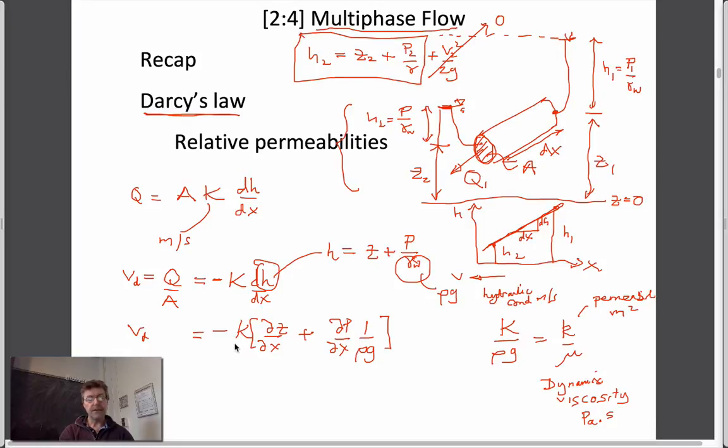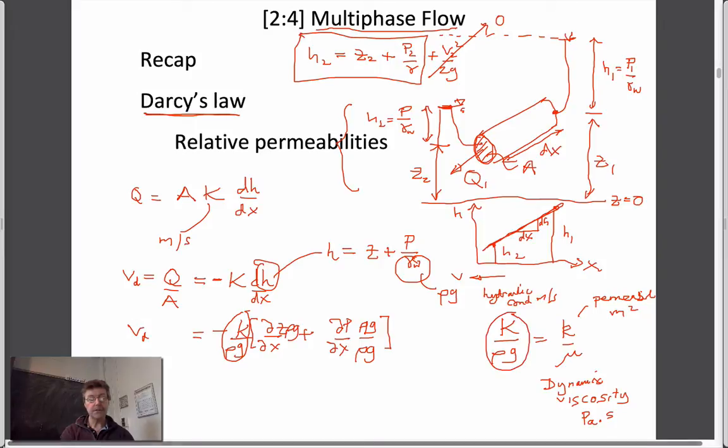I could divide both sides through by rho g. And then I have to multiply this by rho g. Then I have to multiply this by rho g. So all I've done is multiply top and bottom by rho g. Getting a bit crowded, but at least you see now that this term here maybe looks a bit familiar.